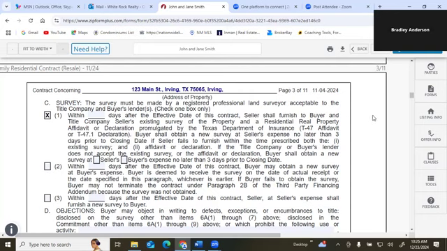So there is no option for buyer has already received the survey. Okay. But if it's uploaded into the MLS, just FYI, that means that the buyer has received it because it's available for you as the agent to download.